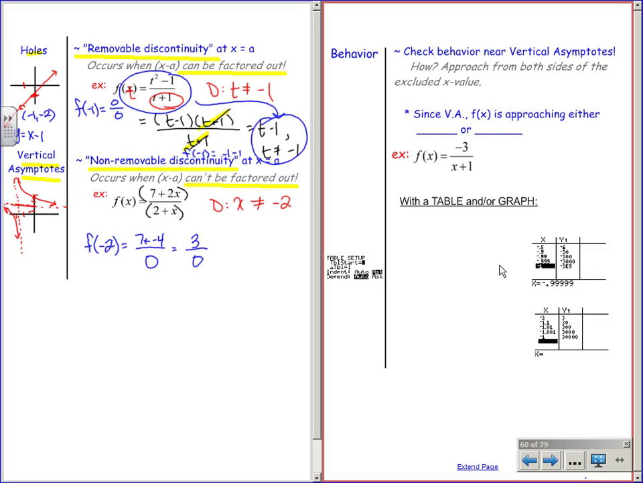x cannot be 0. Yeah, that's true. They both have the restriction x can't be 0. But what's different between the power of x here and the power of x there? That one's squared. This one's to the single. My domain for both of them is x cannot equal 0. x can be negatives or x can be positives.